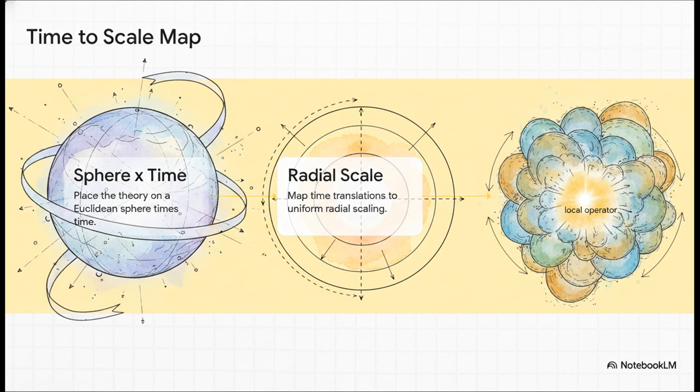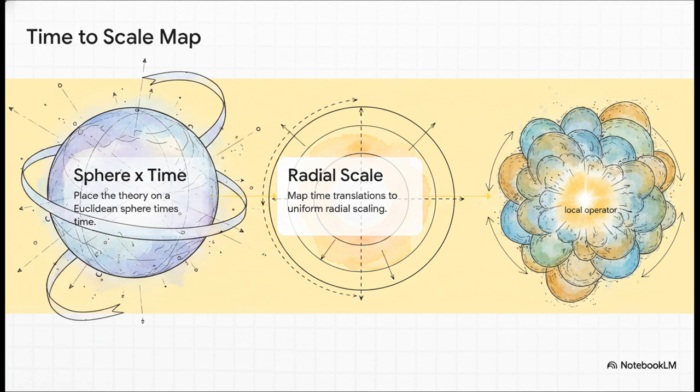First, we take our theory and place it on a space that looks like a sphere multiplied by time. Second, we apply a really clever coordinate transformation, a conformal mapping that flattens that cylinder out into a flat plane. But here's the absolute trick of it. Time evolution on the cylinder mathematically transforms into radial scaling on the flat plane. So moving forward in time is exactly the same as zooming out from the origin.